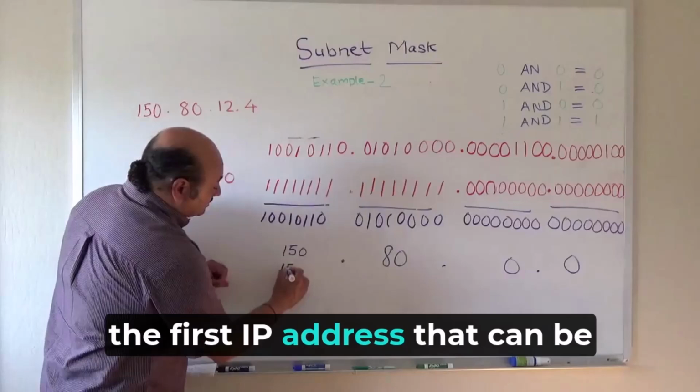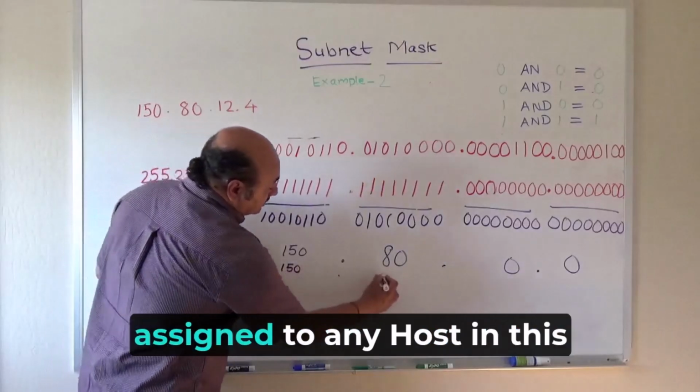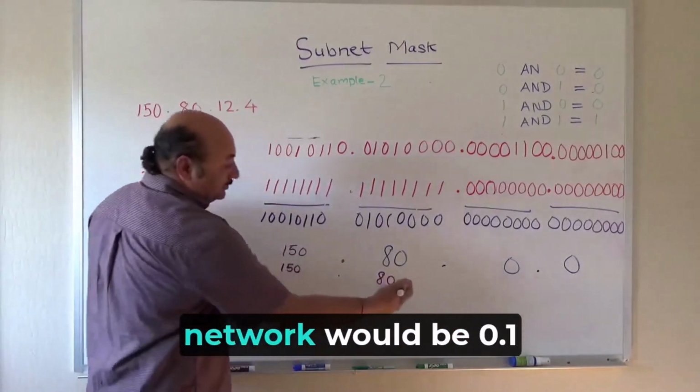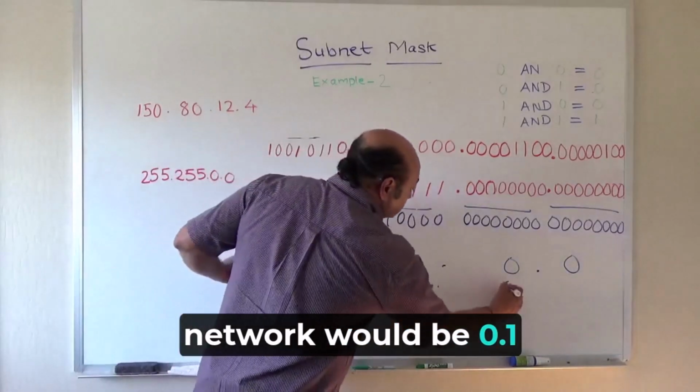And now if we have to find out the first IP address, so this being the network address, the first IP address that can be assigned to any host in this network would be 150.80.0.1.